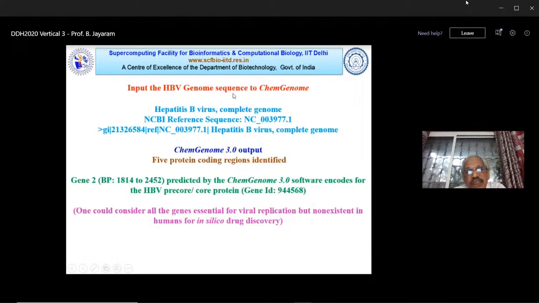Luckily, the HPV genome sequence is available. So I go to the NCBI website, download the genome onto my laptop, and push this genome onto ChemGenome. Remember, my ChemGenome software is meant for genome annotation based on physicochemical features of DNA. So what it does is identify 5 protein coding regions.